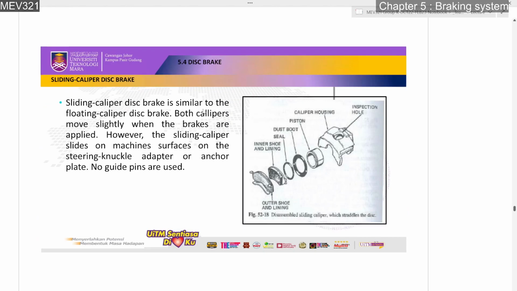Sliding caliper disc brake is similar to the floating caliper disc brake. Both calipers move slightly when the brakes are applied. However, the sliding caliper slides on a machined surface on the steering knuckle, adapter or anchor plate. No guide pins are used.